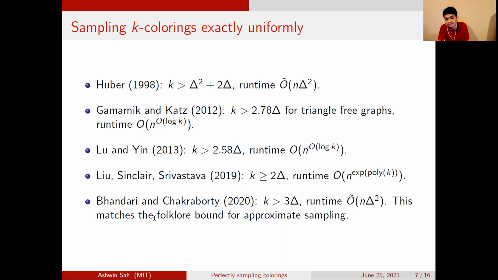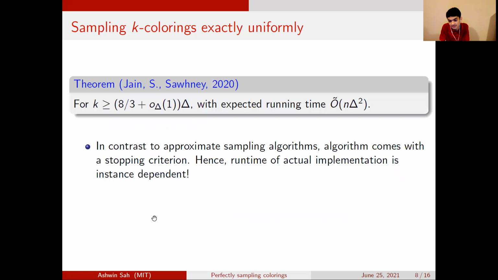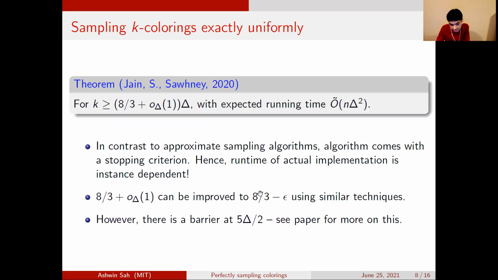3 delta was noted by Bhandari and Chakrabarty as a natural barrier to their approaches in 2 separate places, and we provide improvements to both of those in order to break this barrier. And in fact, one can do a little bit better. One can actually improve to 8/3 minus epsilon. However, there is a barrier at 5 delta over 2, and see our paper for information about this epsilon improvement as well as how to see this barrier and understand it more broadly.